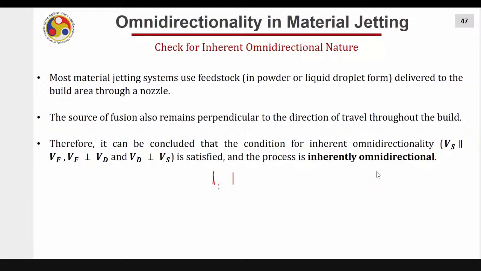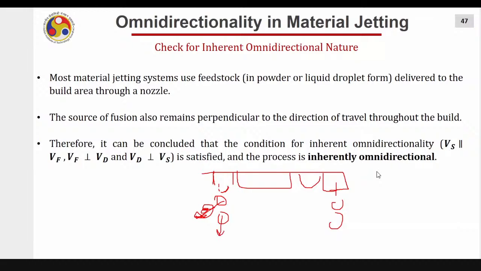The material is injected, like in your printer, from a nozzle, right? And each and every nozzle drops the material just perpendicularly. There are several nozzles. They do not deposit the material at any angle. They always deposit the material only vertically downward. Fine. So this is the direction of VF, right?